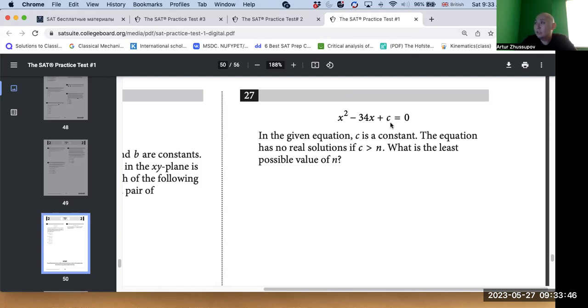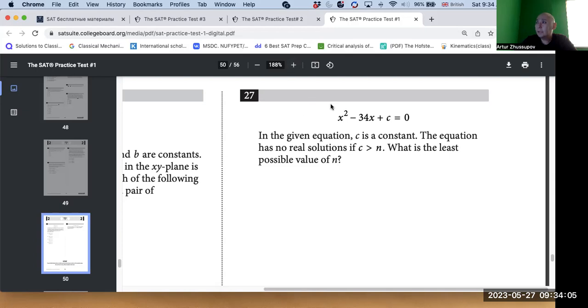So we have an equation. This is basically a quadratic equation, x squared minus 34x plus c equals 0. And in the given equation, c is a constant. The equation has no real solution if c is more than n. So we need to find the least possible value of n.